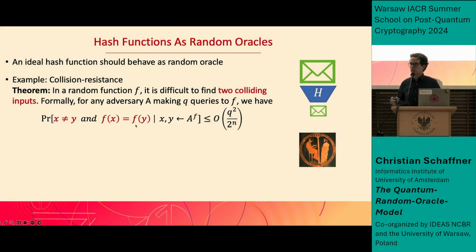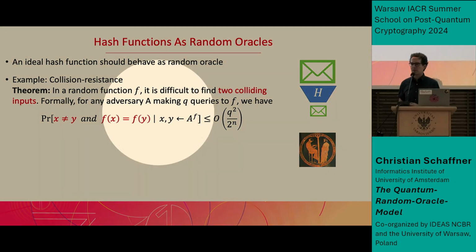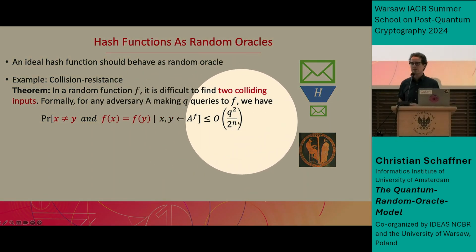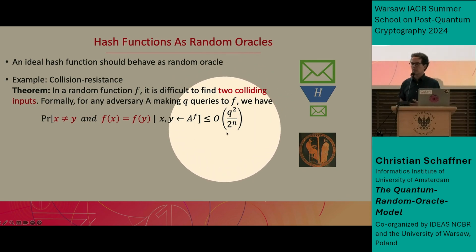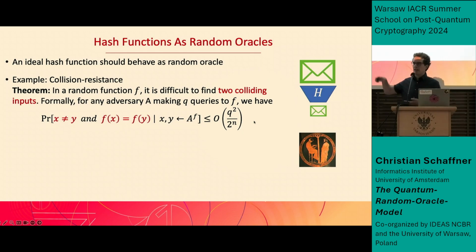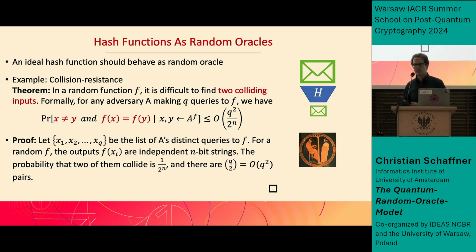So this we call a collision: two different inputs that map to the same thing. And we can show that the probability for such an adversary to succeed in this task is upper bounded by Q squared over 2 to the n. So in particular, if A makes only a polynomial amount of queries, then this is a negligible term. If you increase n, it will be very unlikely that you succeed to find two colliding inputs. And here's a kind of easy proof of this statement.